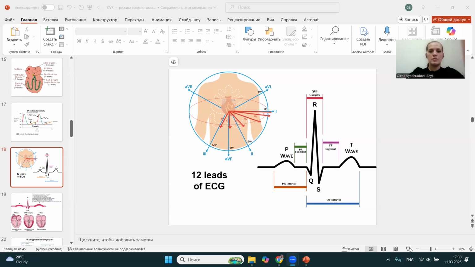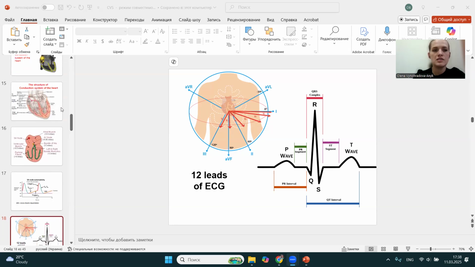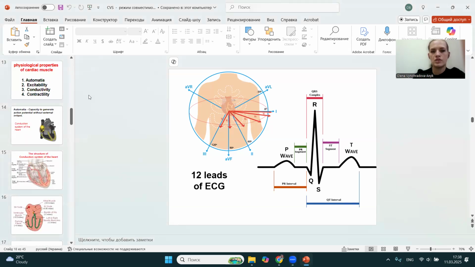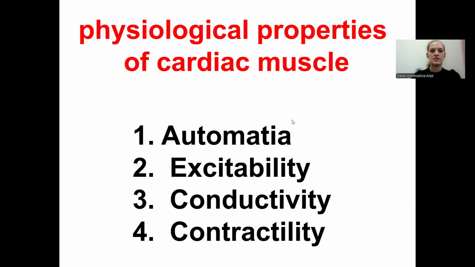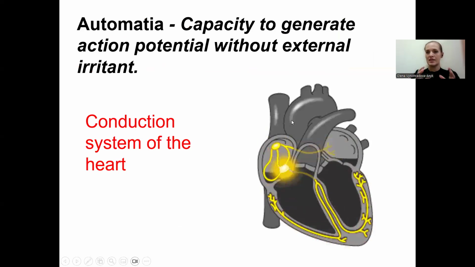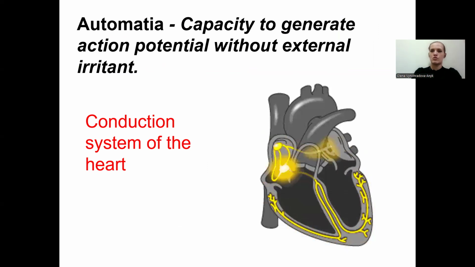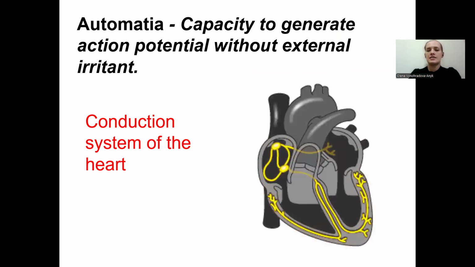So last lecture we have been talking about the cardiovascular system, about the conductive system of the heart, and I told you that when we are talking about properties of cardiac muscle, we say that properties include automaticity, excitability, conductivity, and contractility. We have also been talking that automaticity is an exclusive property of cardiac muscle only.